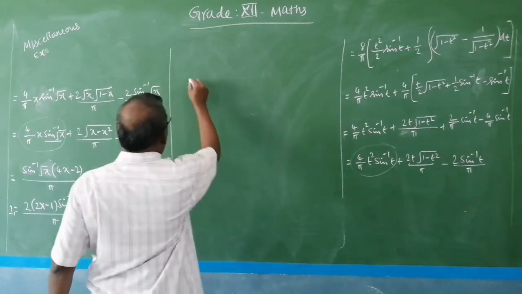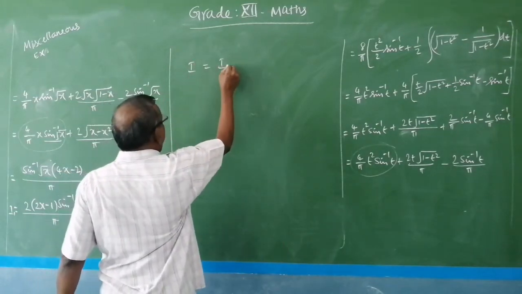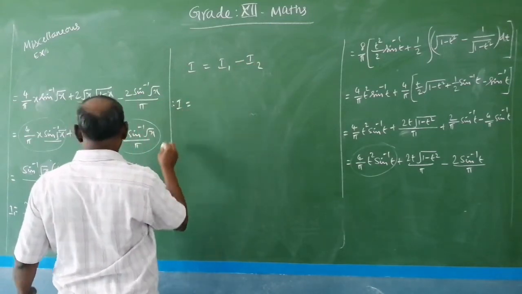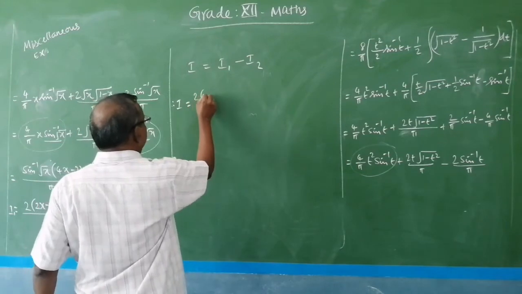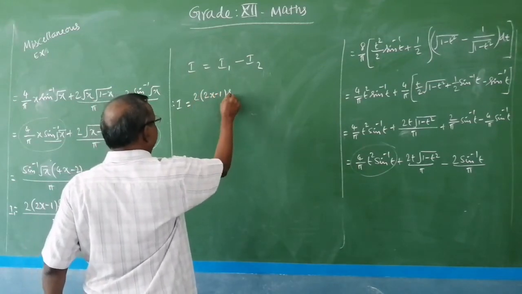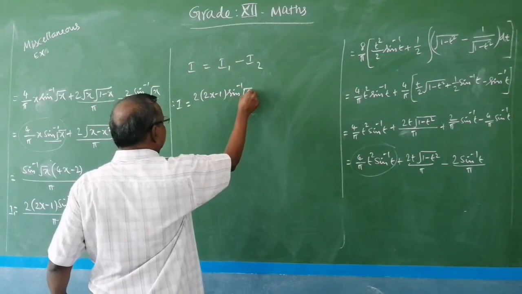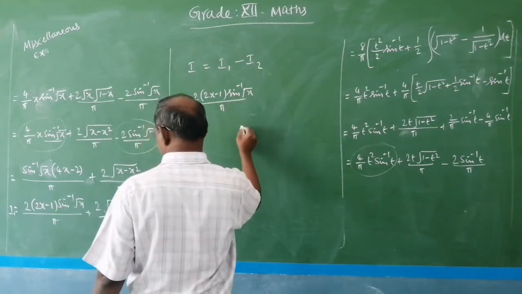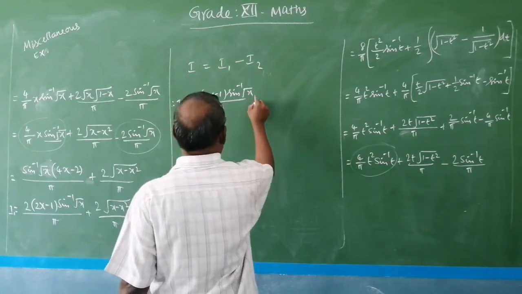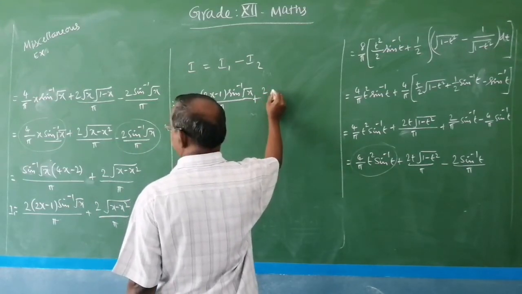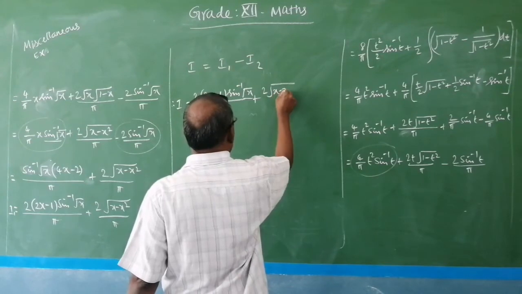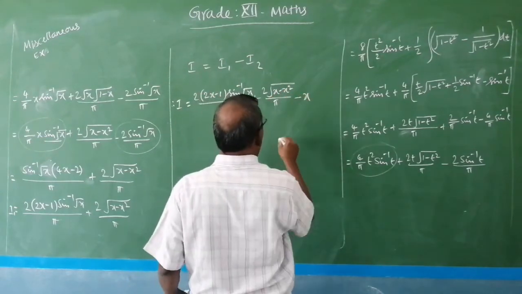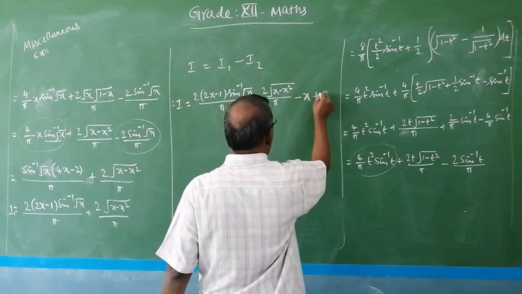I1 minus I2. We know that I equal to I1 minus I2. Therefore, I equal to 2 into 2x minus 1 into sin inverse of root x divided by pi and plus 2 into root of x minus x square by pi, and I2 equal to x minus x plus c.